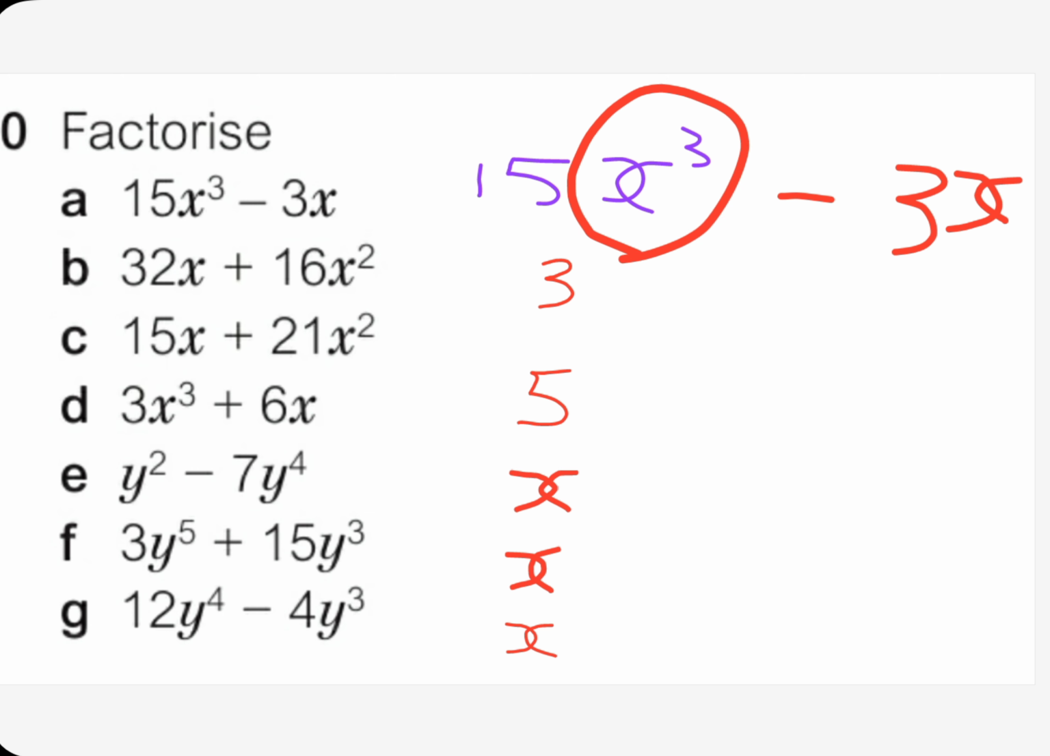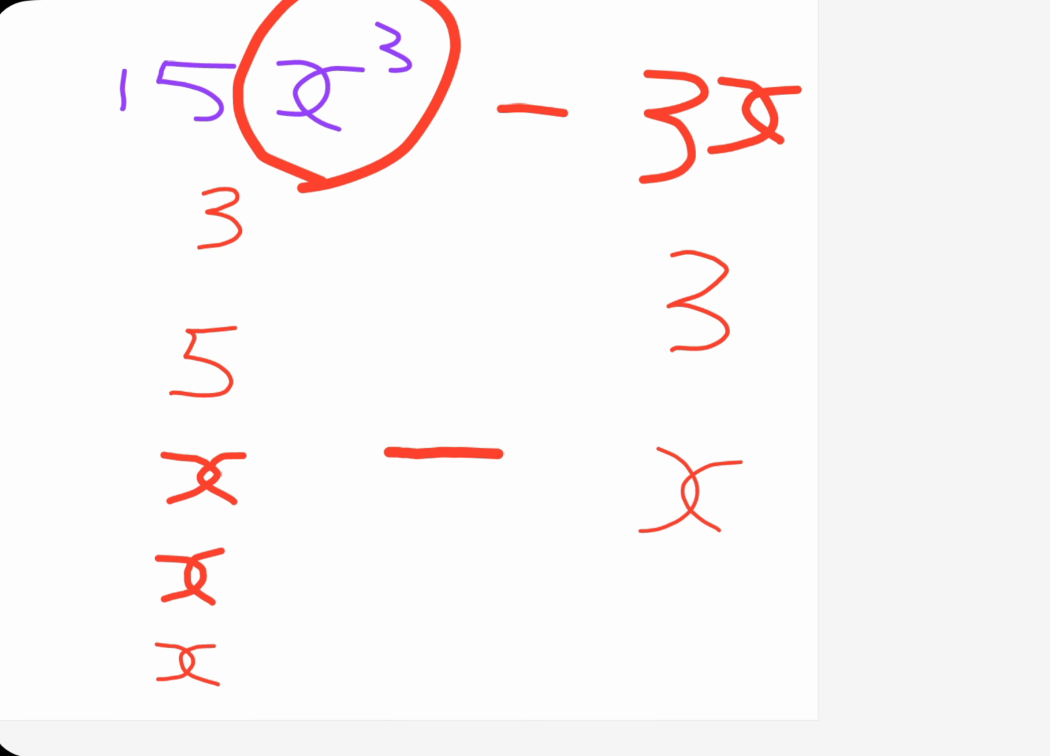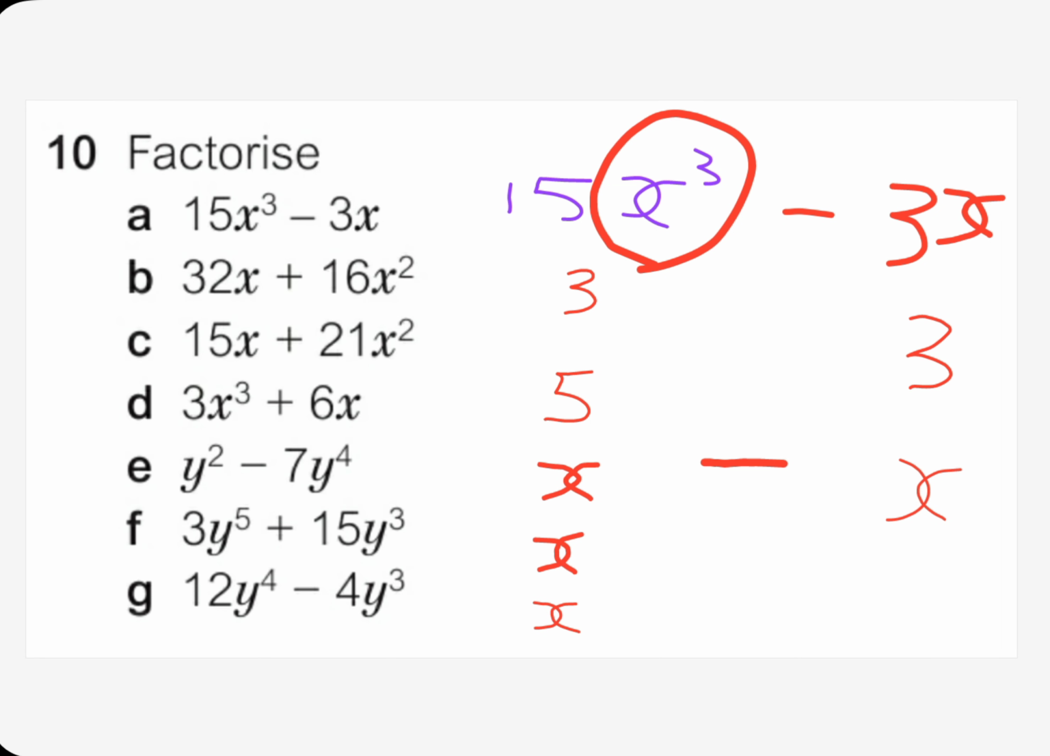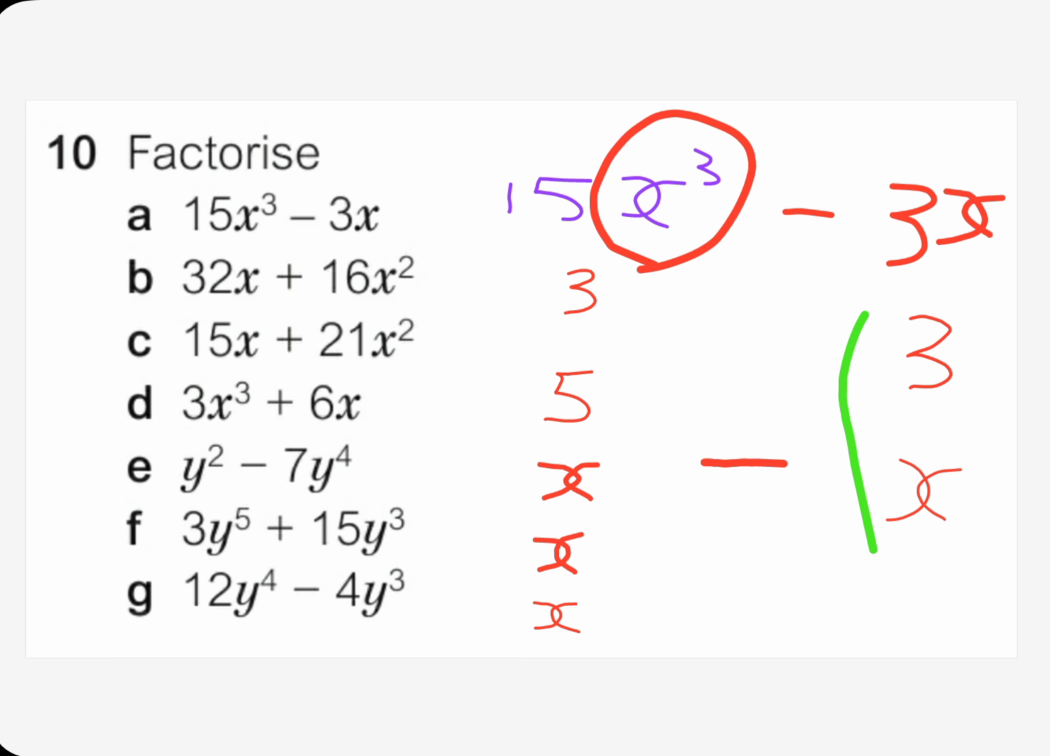So x power of 3 means 3 x's. Very good. And now the negative sign in the middle, okay? And then we take this 3x and we say it's 3 multiplied by x. It's easy. Now here, as you can see, when you multiply them, you will get 15x power of 3. Same thing here. When you multiply 3 by x, you get 3x. And this is the negative sign. It's the same. Now, what's the next step?